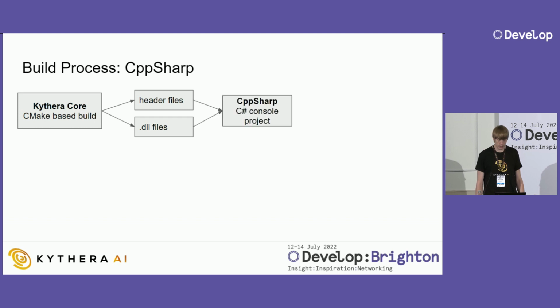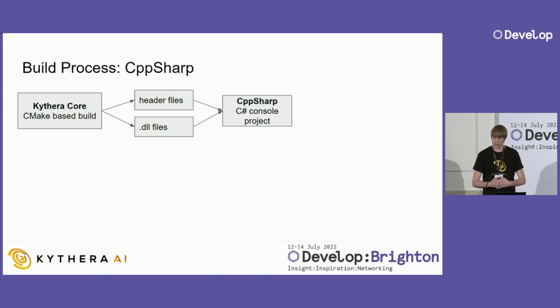So then CppSharp comes in. CppSharp is a library written in C#. So to use that, we have built a C# console project that uses that library. CppSharp will parse the header files and the DLL files to look up symbols in the DLL files, and just to check, does the symbol match to the header files, and can those symbols be looked up correctly?